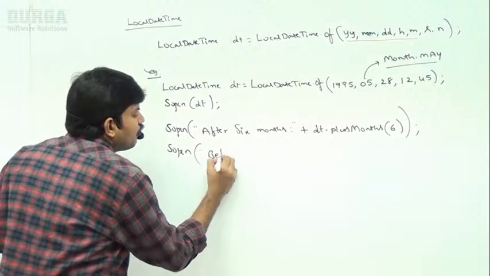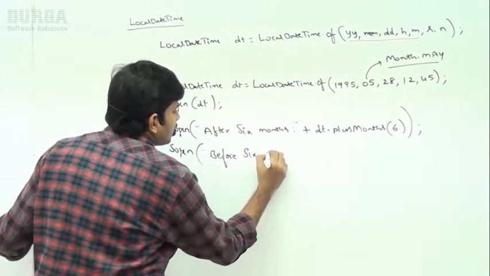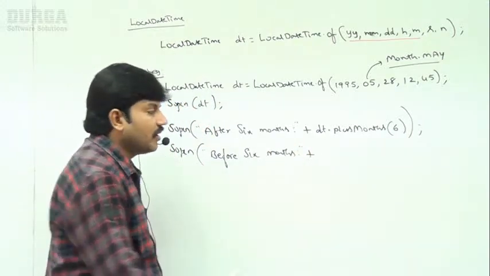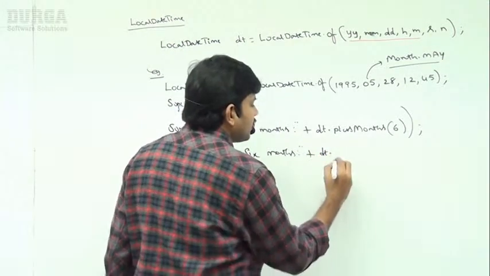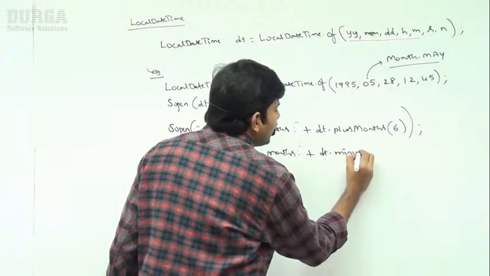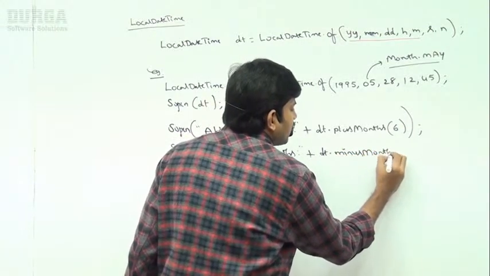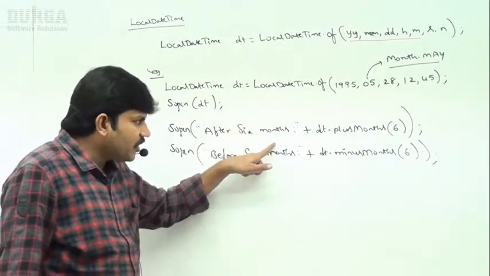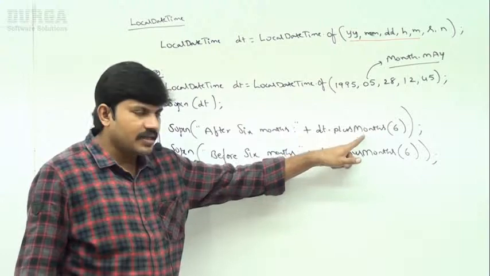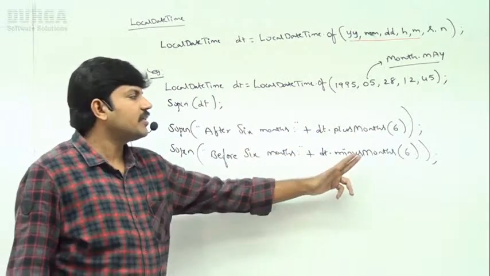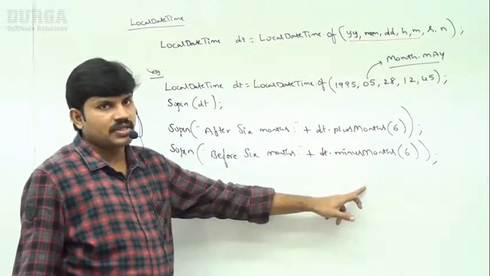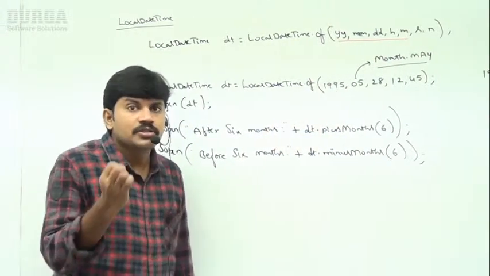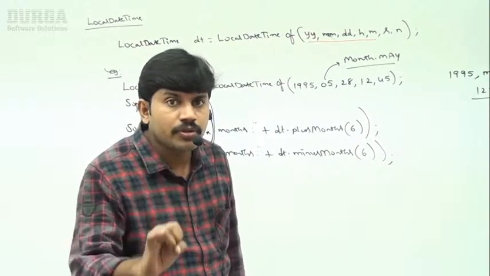Similarly, System.out.println before 6 months. Are you getting that? Before 6 months, what is that? dt dot minus months 6. After 6 months, what is the date and time? Before 6 months, what is the date and time, you can see related to this particular date. Everyone can understand that, okay? So make sure this is what you should be aware of, right?